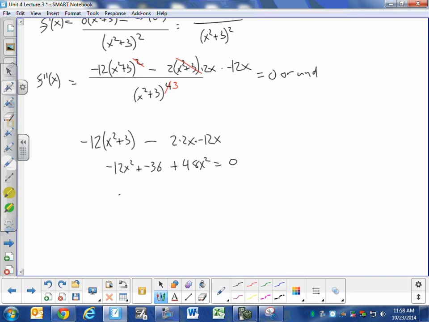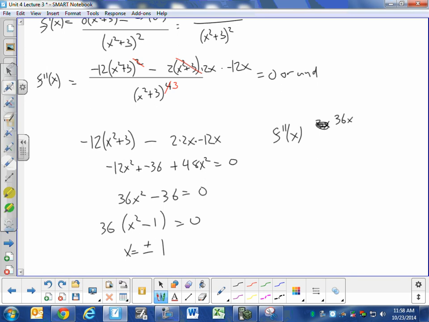So this would be 36x squared minus 36 is equal to 0. So I can factor out a 36. I get x squared minus 1 equals 0. So I get x is equal to plus or minus 1. Not bad. Now, let's remember that my denominator is this. So really, this is my numerator, and my denominator is the x squared plus 3 cubed in my second derivative.